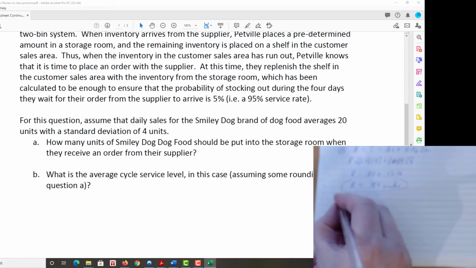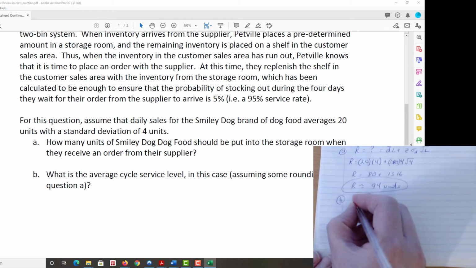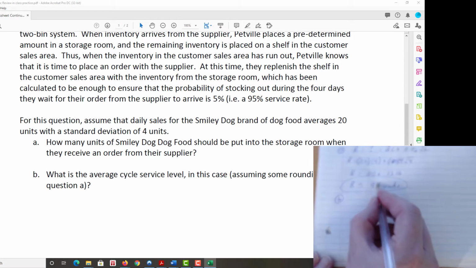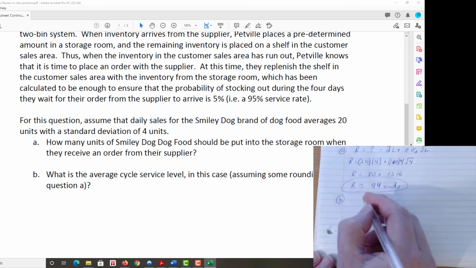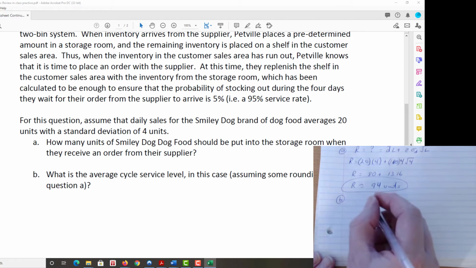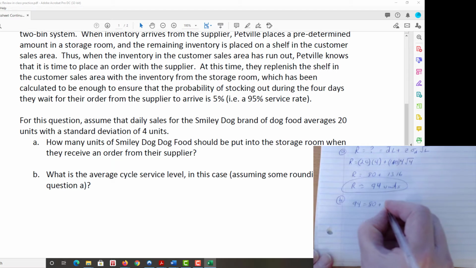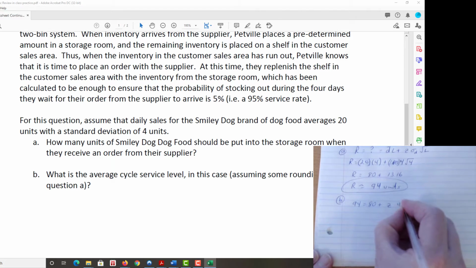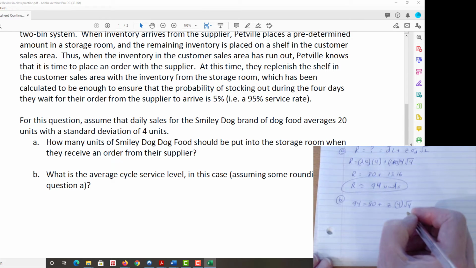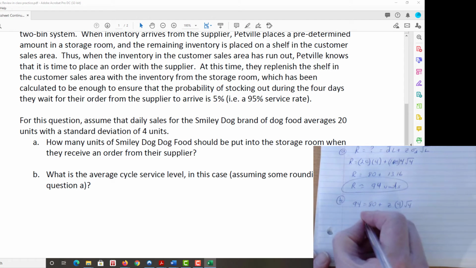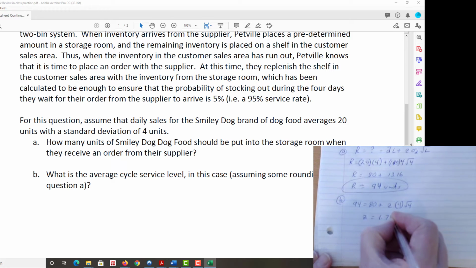Now the next cool question is part B. And part B is, what is the average cycle service level in this case, assuming the same rounding in A? So when we found this, we set a minimum of 95%. What is the actual number? Oh, that's kind of cool, right? So what we're going to work out is go a little bit backwards. So we have 94 equals 80 plus Z times 4 times the square root of 4. So this requires us to do just a little bit of working backwards. In this case, we get a Z equal to about 1.75.